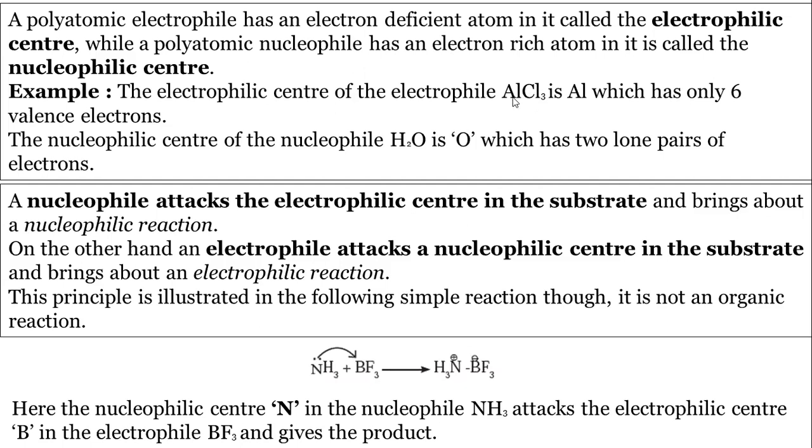Aluminium is electron deficient, remember. Then the nucleophilic center of the nucleophile H2O. In H2O, all of you know the oxygen has lone pairs of electrons. So oxygen, which has 2 lone pairs of electrons, is the nucleophilic center. In ammonia also, nitrogen is a nucleophilic center. And in AlCl3, aluminium is the electrophilic center. Remember, these are two different species, electrophilic center and nucleophilic center.